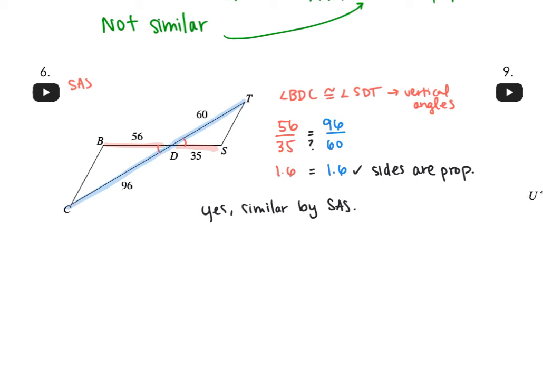Now we just need to write a similarity statement. So we just need to match up our triangles. I'm going to start with the triangle on the left. So I'm going to say BDC. So triangle BDC is similar to triangle, so I did BDC, so it's going to be SDT.